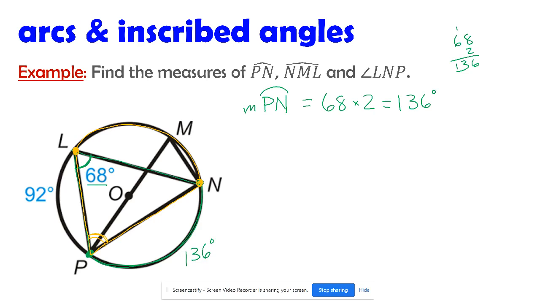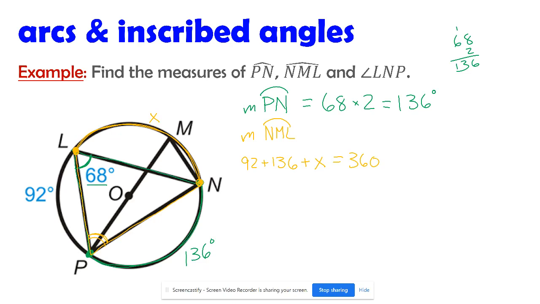And then the only other part of the circle that's not already covered by the 136 or the 92 is this orange arc that we are looking for. So we can find the measure of arc NML by using this equation. We can say 92 plus 136 plus this arc that we're looking for, those three things together make a full circle, so they have to add up to 360. So we can solve this equation and figure out the length of our arc.